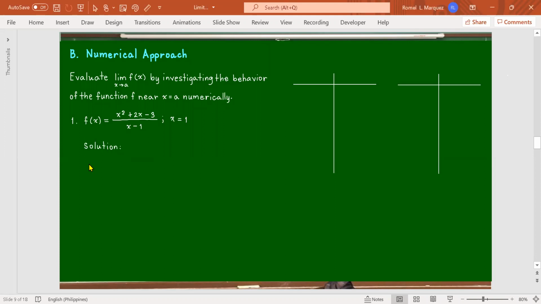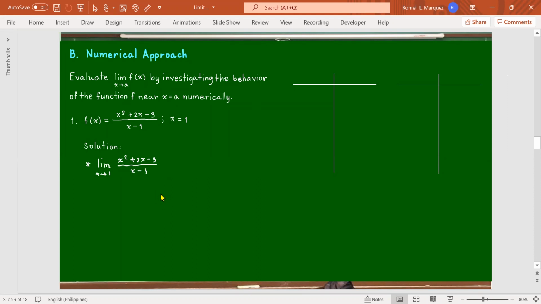So we want to find the limit as x approaches 1 of f of x. Our f of x is x squared plus 2x minus 3 all over x minus 1.